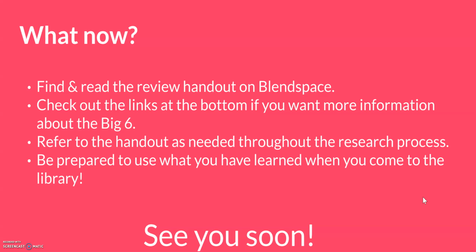You're going to check out the links at the bottom of that handout if you want more information about the Big Six. I found a couple of resources that explain it in different ways if there's something that's just not quite clicking yet. And there are also a couple of extra videos that explain it just a little bit different than the ones that I've included in this lesson. As you come to the library, be sure you refer to the handout as needed throughout the entire research process, and be prepared to use what you've learned when you come to the library to do your research.